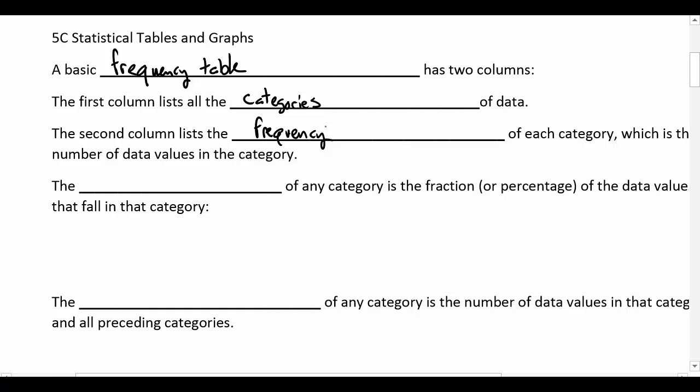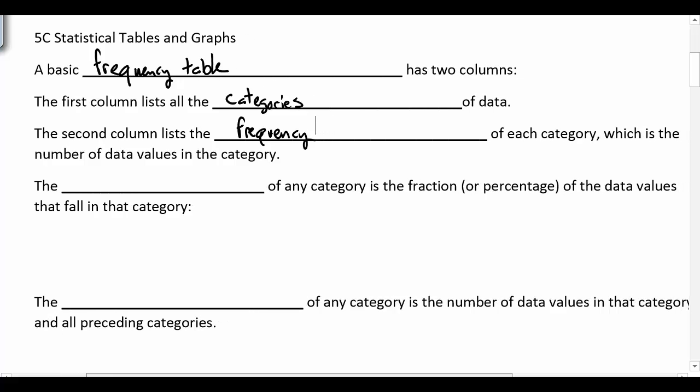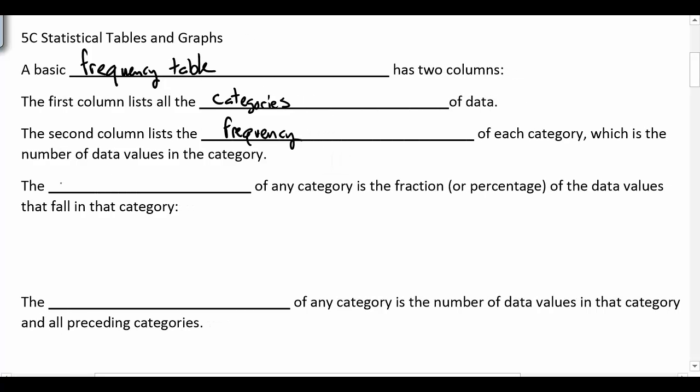The relative frequency of any category is the fraction or percentage of the data values that fits into that category. All right, relative frequency.